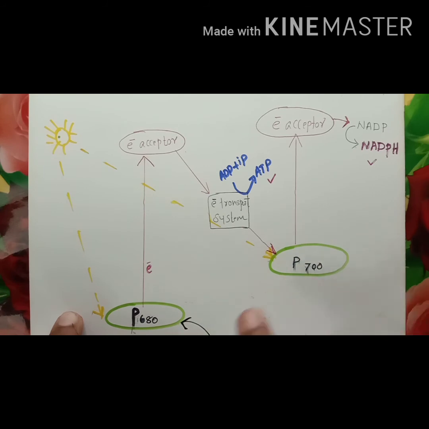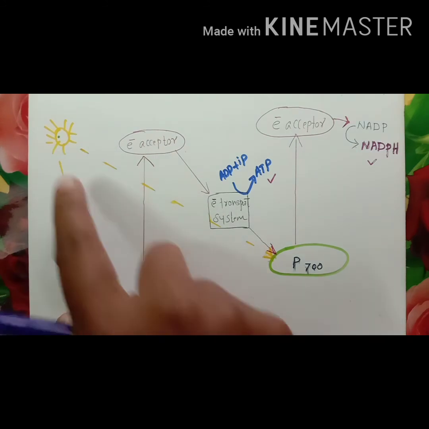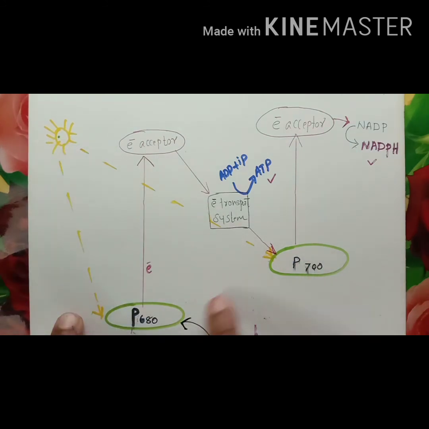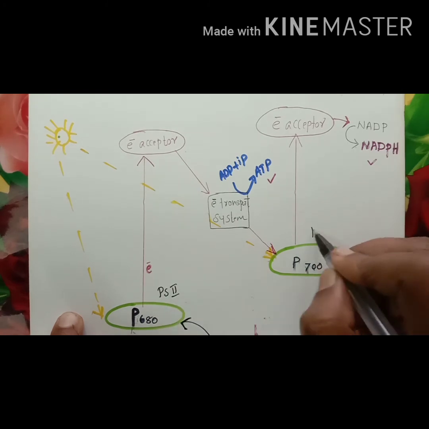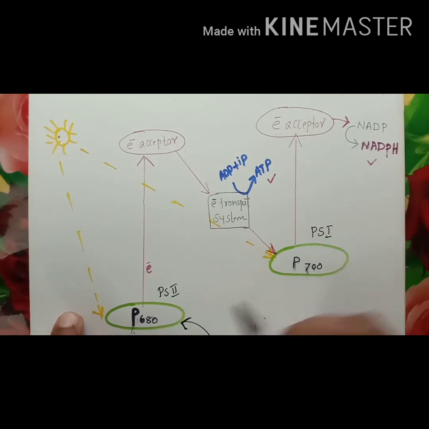But what is the specialty here? The pigment system 2 becomes excited first. So we know that the sunlight is coming and entering both pigment systems. But who becomes active first? This pigment system, that is pigment system 2. This is pigment system PS2 and this is PS1. So this pigment system gets activated.